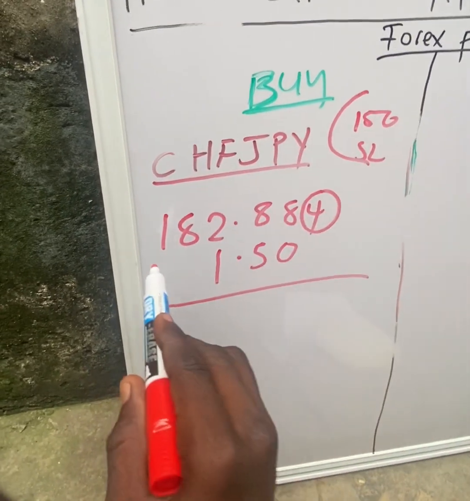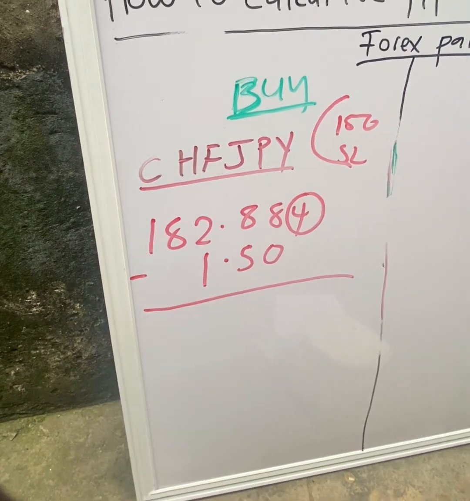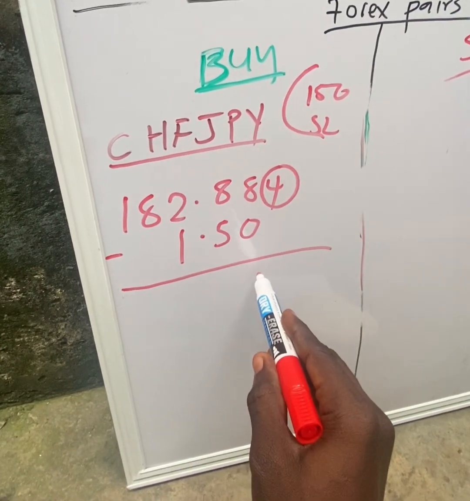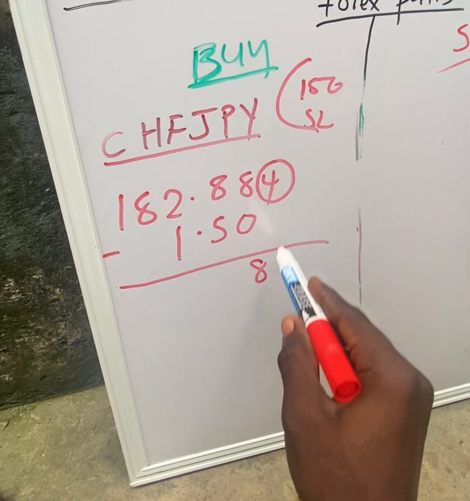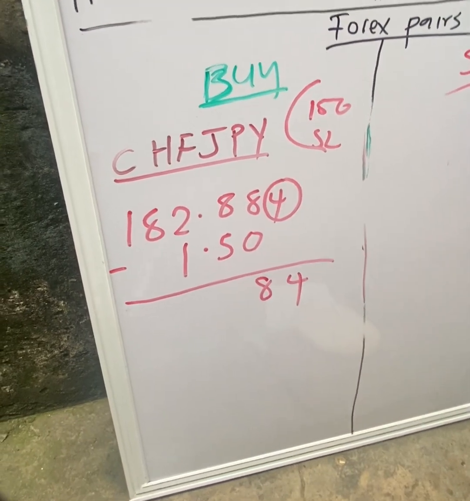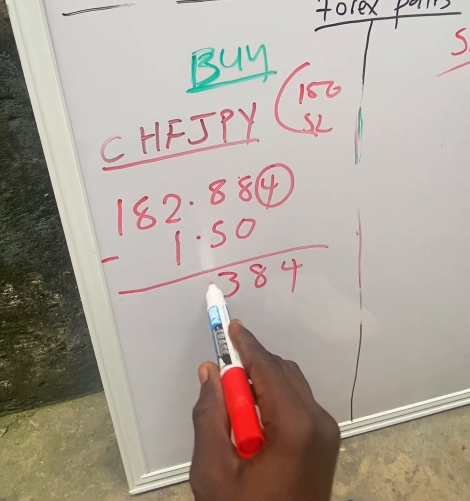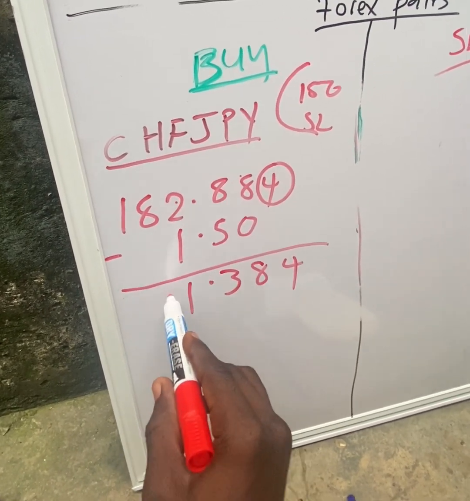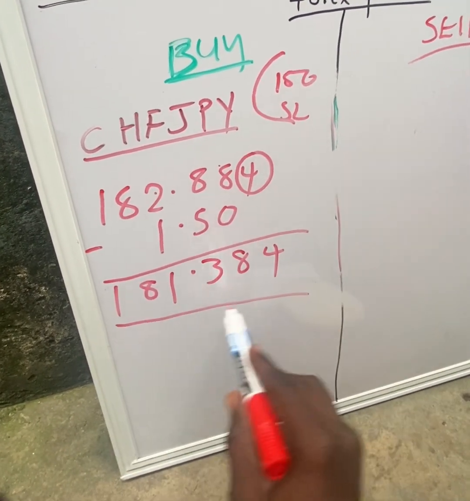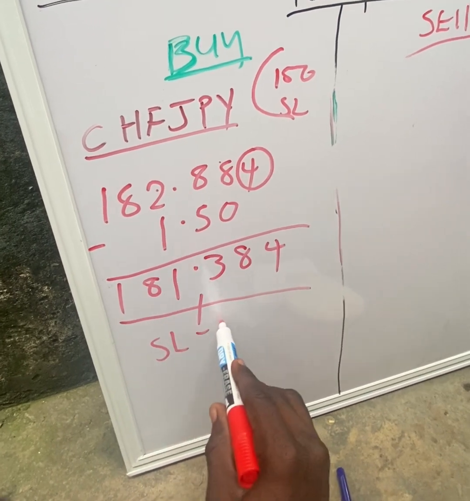So we are buying, so we have to deduct. 8 minus 0 we have 8. 4 minus 0 we have 4. 4 minus 0 we have 4. 8 minus 0 we have 8. 8 minus 5 we have 3. 2 minus 1 we have 1. We have 83.481? So this is the stop loss price.